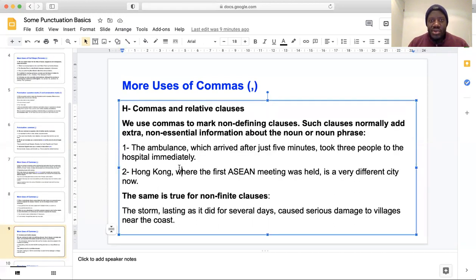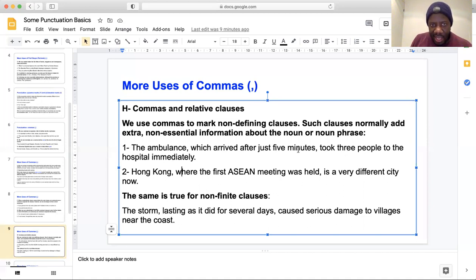And then we continue with uses of the comma. The use of commas in relative clauses. We use commas to mark non-defining clauses. Such clauses normally add extra non-essential information about the noun or noun phrase, which means that they can be taken off and nothing big will change in the sentence. That's why, for example, this clause here, which arrives after just 5 minutes, is a non-defining relative clause, so you can actually take it off. The ambulance, which arrived after just 5 minutes, took 3 people to the hospital immediately.